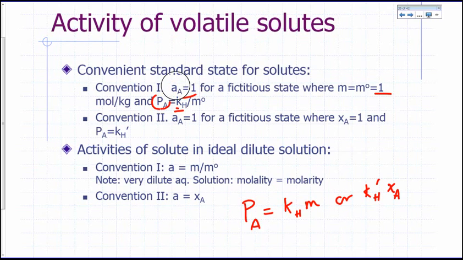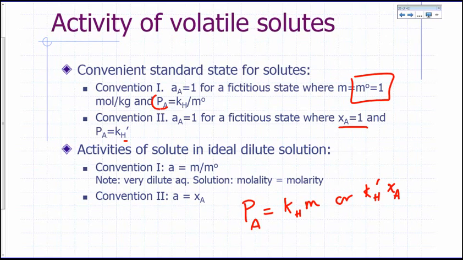We divide K sub H by M naught, where we define M naught to be 1 molar. The other convention is to define our standard state as the case where you have pure A and its vapor pressure is equal to K sub H prime. You can base your definition for activities in either one of those two cases.